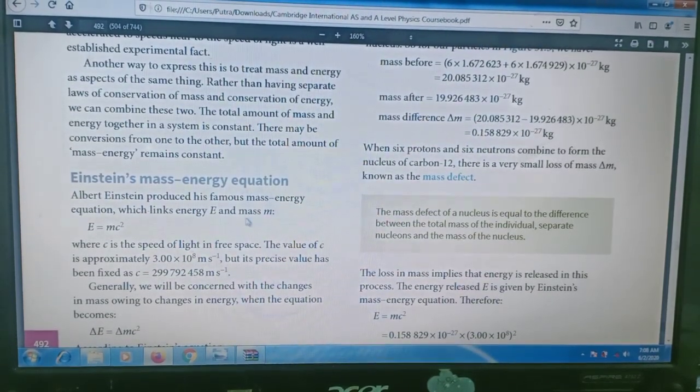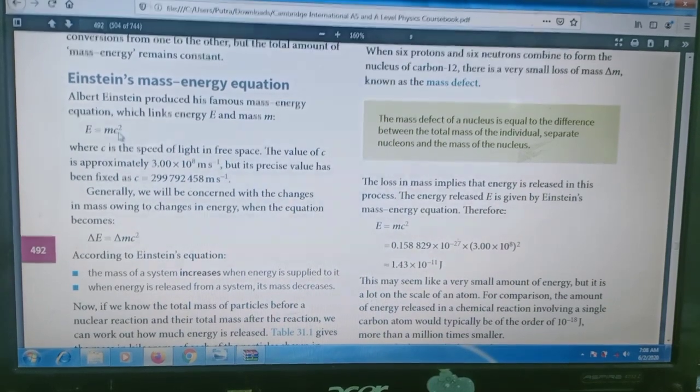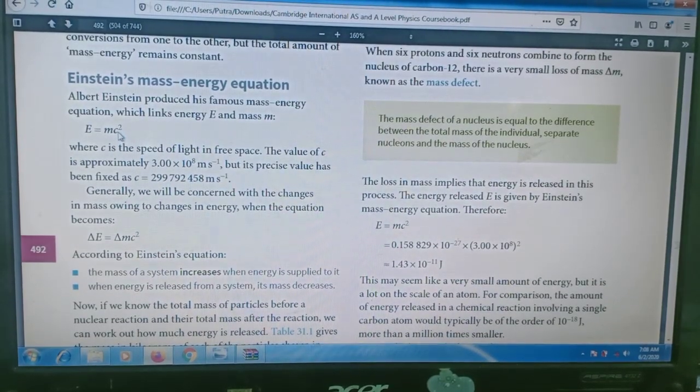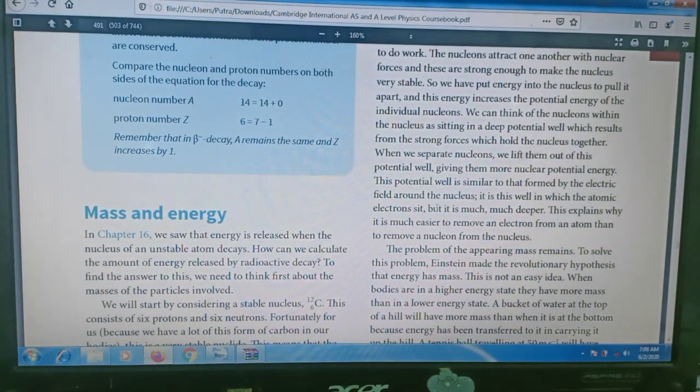To calculate, we can use the Einstein mass energy equation. This is very famous. E equals mc squared. E is the energy, m is the mass, and c is the speed of light. Previously, I told you that modern physics actually can be applied also to mechanical physics that we have studied before, in the beginning of SH2.